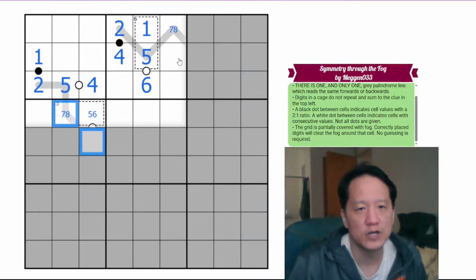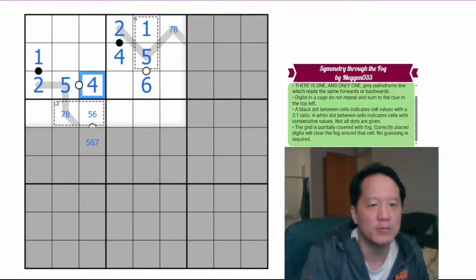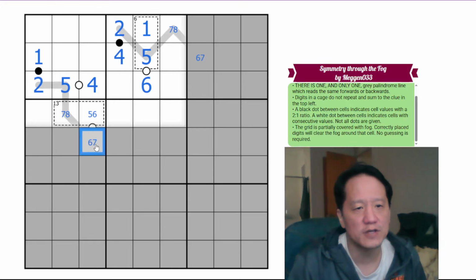And it's the next one on the palindrome line, so this is the same as that. And it must be then 4, 5, 6, 7. It cannot be 4 again because of 4 in the column. So this must be 5, 6, or 7. This cannot be 5 because of 5 in the row here. So this is 6 or 7, which means this has to be 6 or 7 here.